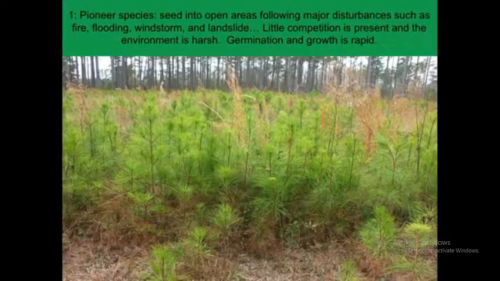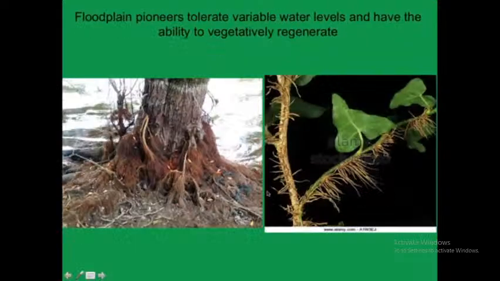Okay, so some specific phases here. This is kind of important because we can choose to stay in any one of these if we want to. We have pioneer species. They seed out in open areas following major disturbances like fire, flood, windstorm, landslide. There's hardly any competition at first. Growth is fast, really fast. These are all loblolly and longleaf pines down in Virginia, growing out there with a Kentucky 32 endophyte-infected fescue.